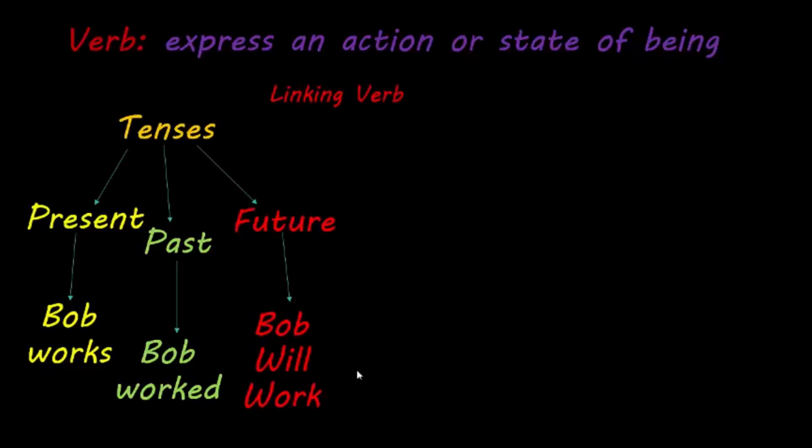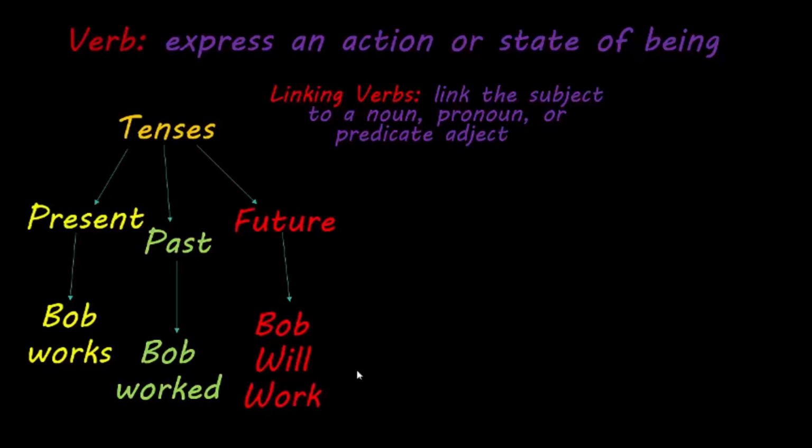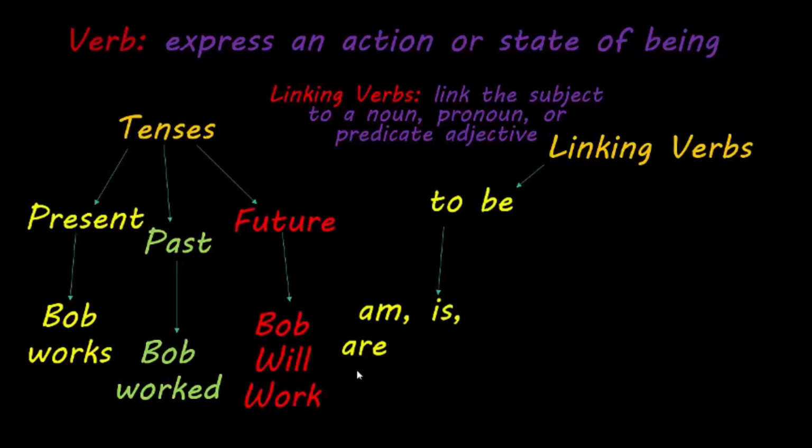Next, we're going to discuss linking verbs. And a linking verb links a subject to a noun, a pronoun, or a predicate adjective. And when we're discussing linking verbs, there's different ones that we can discuss. So to begin, we're going to discuss to be. There's different forms of to be, such as am, is, are, was, and were. So let's put these up here, and I'm going to give you an example. So let's say John is excited about school. Is is your linking verb. You're linking John to being excited about school.